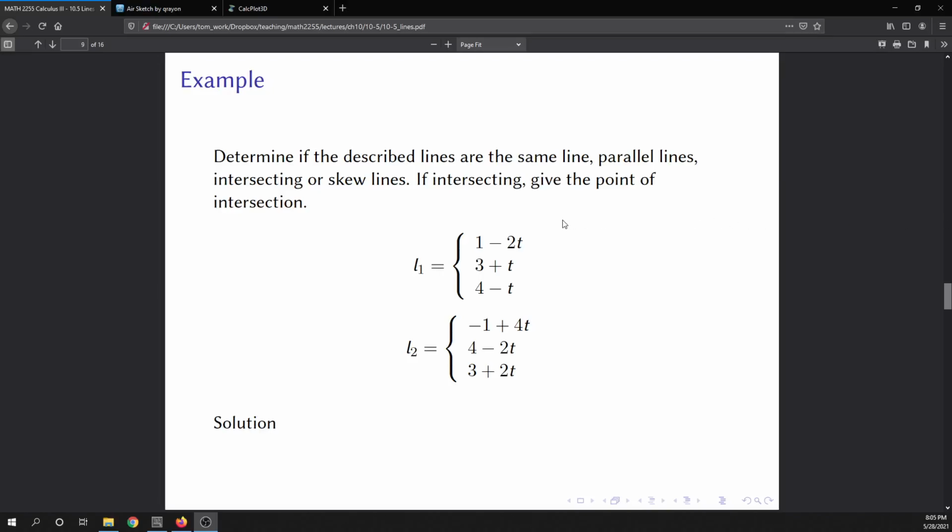All right, in this video, we're going to work through the following problem. It says determine if the described lines are the same line, parallel lines, intersecting lines, or skewed lines. If intersecting, give the point of intersection. All right, so we have these two lines, L1 and L2.